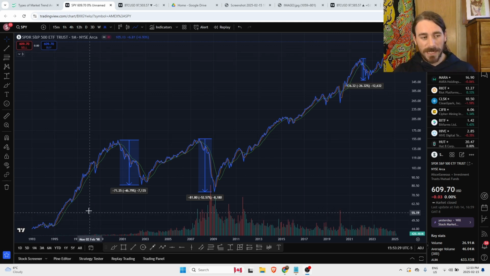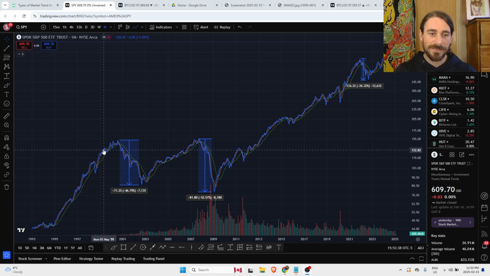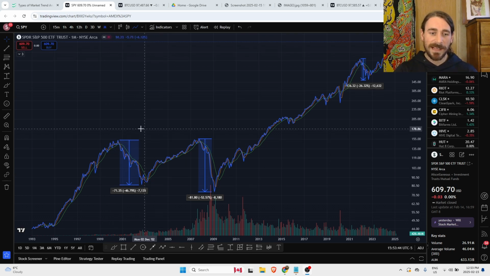Looking through the history of the SPY, you can see right up here, this is where that 50-day crossed back below the 200-day, and then our price action of the SPY also crossed below those two moving averages. That signaled the start of a sustained downtrend. That was about a 46% retracement in the stock market.